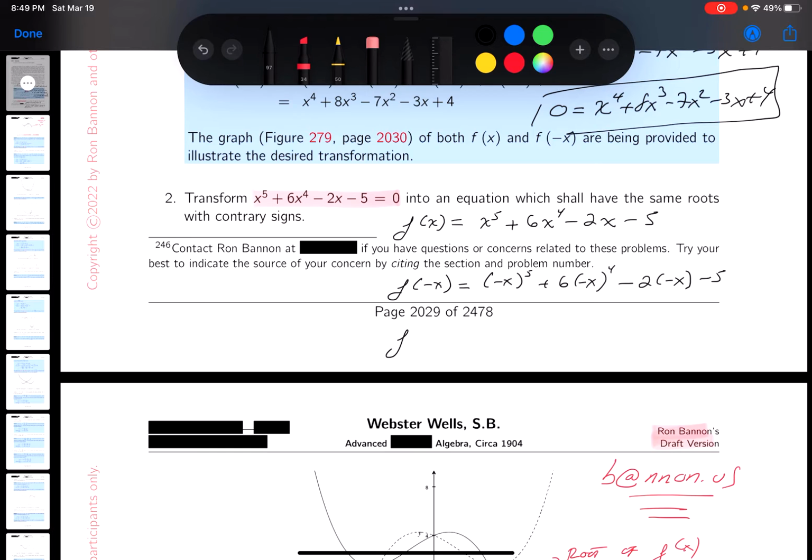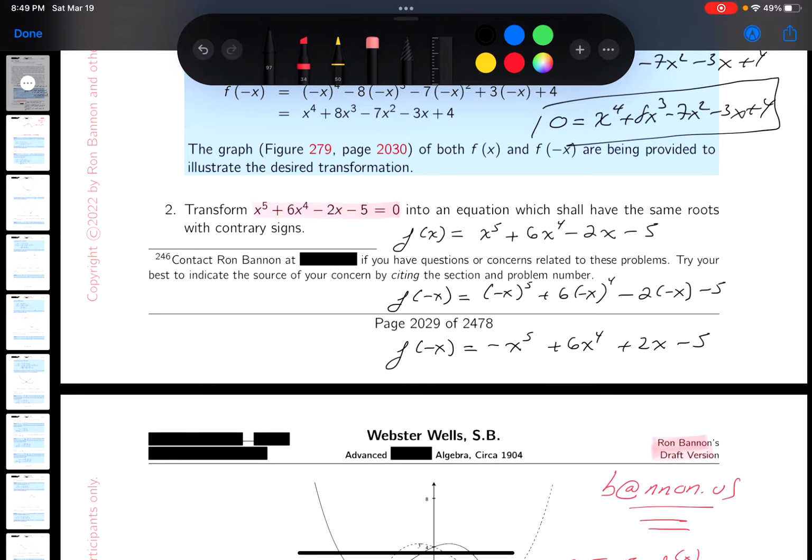Let's write this down. That's going to be minus x to the 5th power, and then you're going to get what? Plus 6x^4 plus 2x minus 5. So let's write down the new equation. It's going to be 0 equals minus x^5 plus 6x^4 plus 2x minus 5. This is the equation they want.